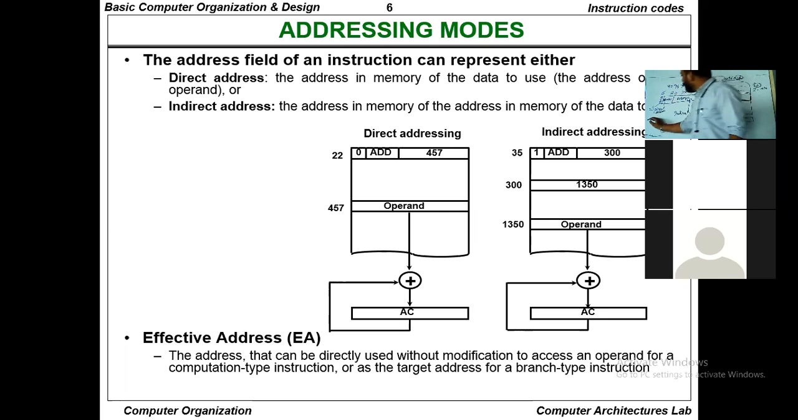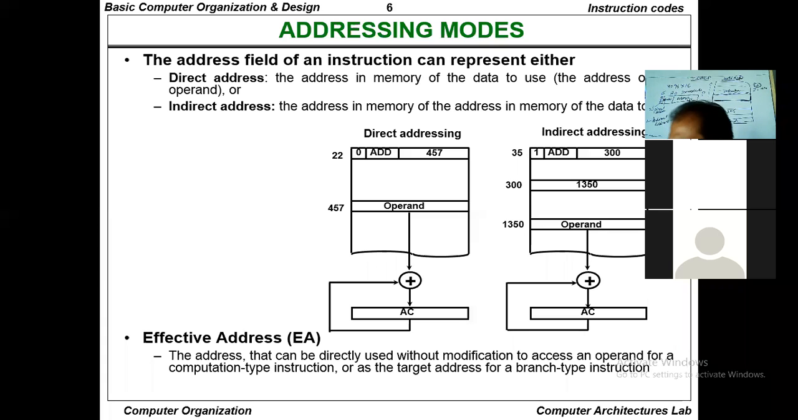Okay. If it is 1, then we have indirect address. This means the address which is given in the instruction is the address of the memory where we have another address, and at that address we will get the operand. That is indirect. If bit number 15 is 0, then the address given in the instruction is the direct address. If bit number 15 is 1, then the address given in the instruction is indirect.